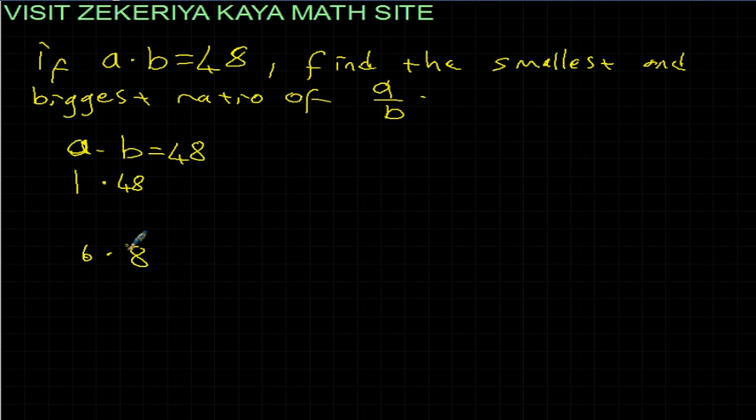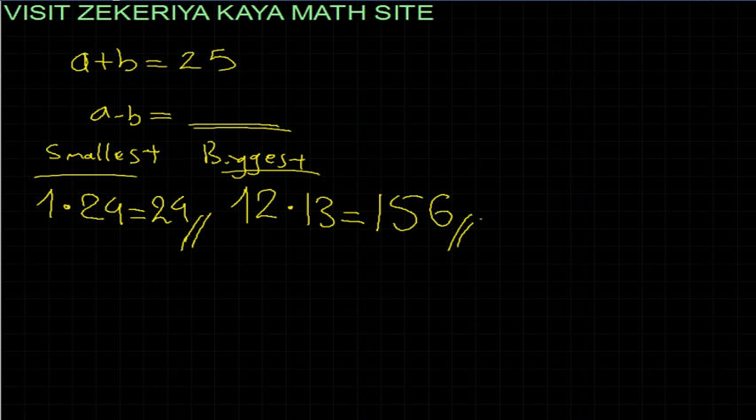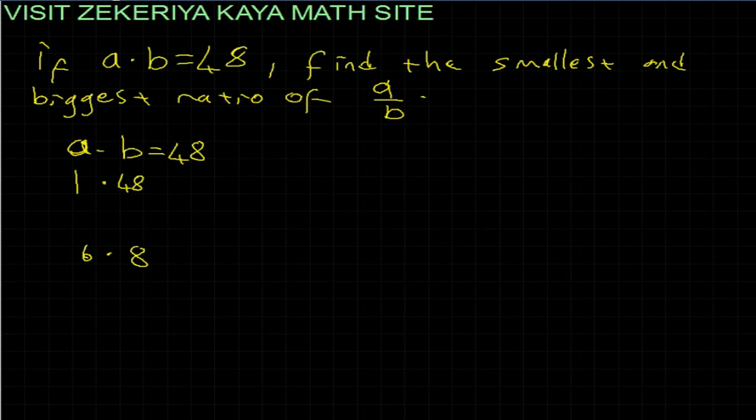Now everybody, let me teach you the idea. In this one, we choose the numbers inversely. We choose the numbers from the product. In the previous question, we choose the numbers by using the sum. So 1 plus 24, 2 plus 23, 3 plus 22. Right now, we will choose the numbers by using a product. We want A times B to be 48.